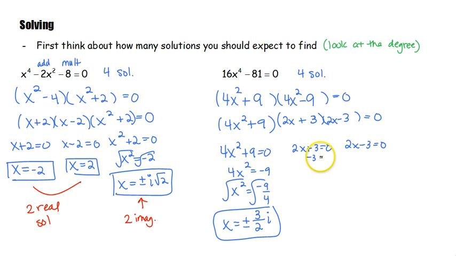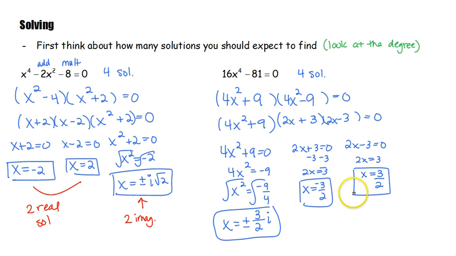And then the next one's easy. We move our 3 over, we divide by 2, and x is equal to negative 3 halves. Move the 3 over where it becomes positive, divide by 2, and x is equal to a positive 3 halves. So we've got 4 solutions, 2 imaginary again, and 2 real.